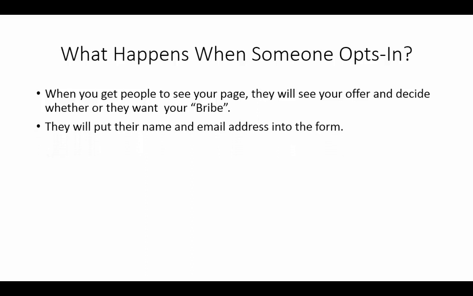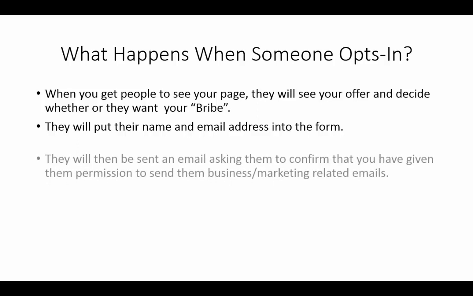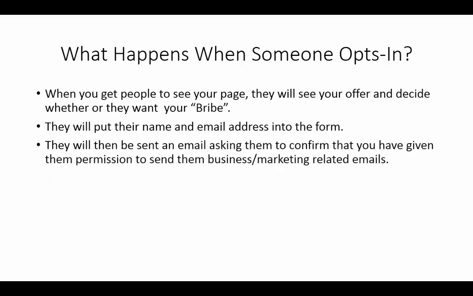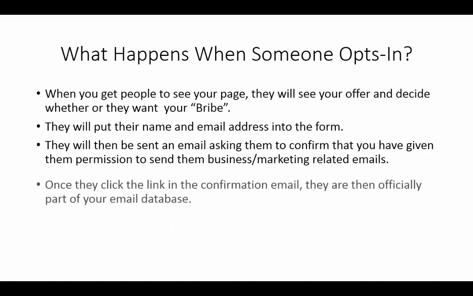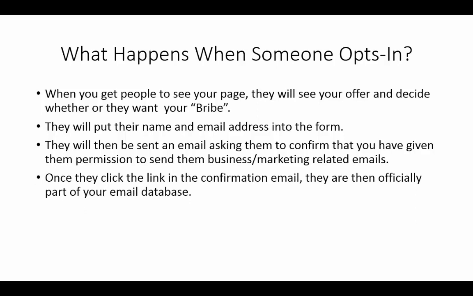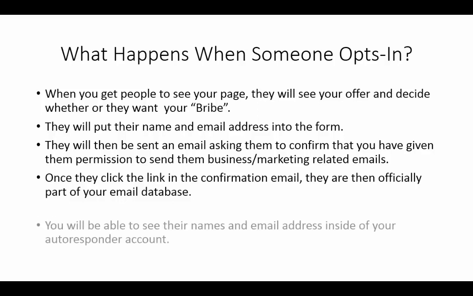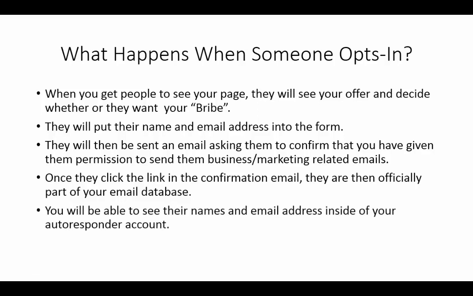Now, what happens is they're going to put their name and email address into the form on your page, and then they're going to be sent an email asking them to confirm that you have given them permission to send them business or marketing related emails. Now, once they click the link in the confirmation email, then they're going to be officially part of your email database. Now, you will then be able to see their names and email addresses inside of their autoresponder account, and then you can begin to send them marketing emails. Now, let's see this in action.